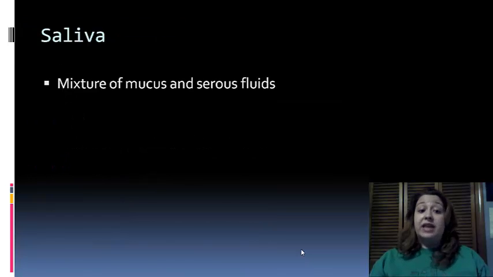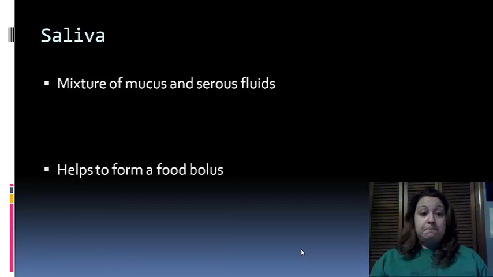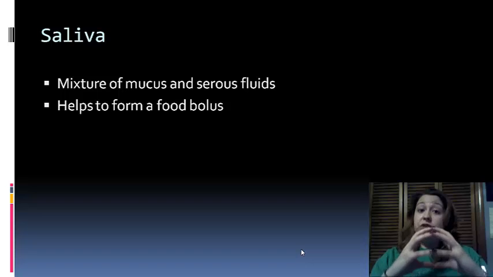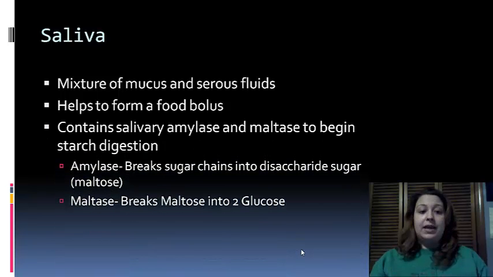Now, these produce saliva, which is a mixture of mucus and serous fluid. It helps form the food bolus and keep the food clumped together. They contain 2 different enzymes, amylase and maltase, that begin starch or sugar breakdown.